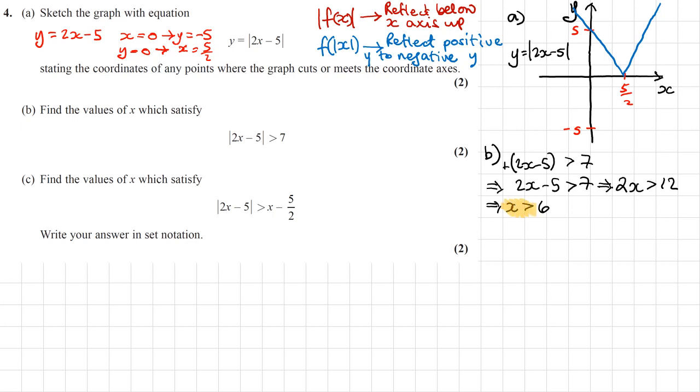So let's write that down. Then I replace the modulus with a minus and brackets, so negative brackets 2x minus 5 is greater than 7. If I multiply both sides by negative 1, I get 2x minus 5 is less than negative 7. Remember, flip the sign when you multiply or divide by a negative number. Then we add 5 to both sides, so 2x is less than negative 2. Divide both sides by 2, so we get x is less than negative 1. Okay, so there's the other part of my answer.